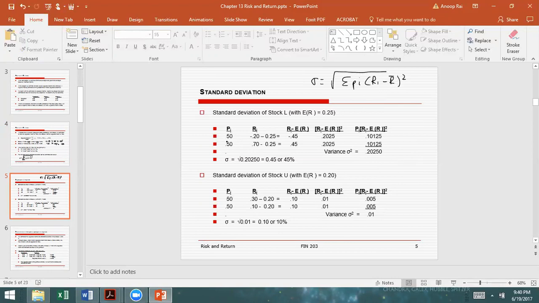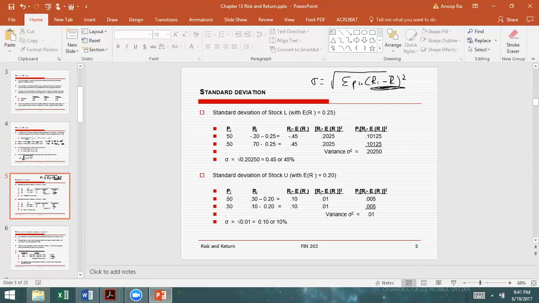So the probability is 50-50. Here's Ri. Ri was minus 20, right? So minus 0.20 minus 0.25, that was the expected return for stock L, is minus 0.45. The other likely return is 0.70. So Ri minus R bar is 0.45. So that took care of this term here. Now we need to square it. So we'll square 0.45, and we'll end up getting 0.2025. So we've taken care of this part now.